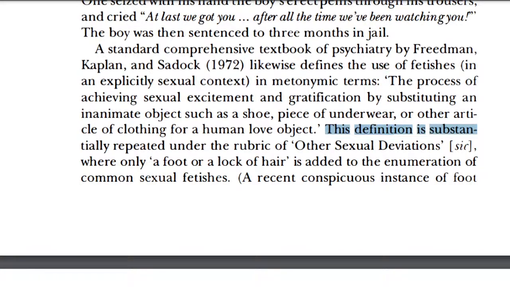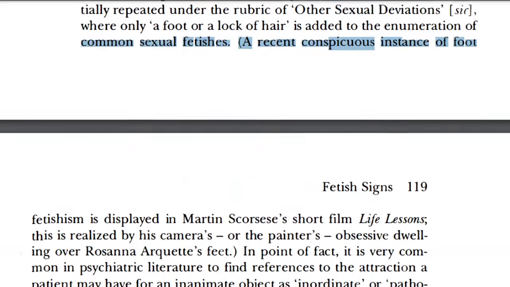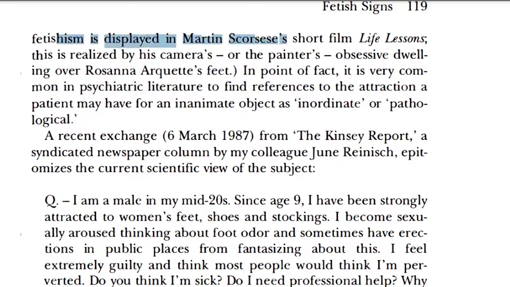Jeez. This definition is substantially repeated under the rubric of other sexual deviations, where only a foot or a lock of hair is added to the enumeration of common sexual fetishes. A recent conspicuous instance of foot fetishism is displayed in Martin Scorsese's short film Life Lessons. This is realized by his camera's or the painter's obsessive dwelling over Rosanna Arquette's feet. In point of fact, it is very common in psychiatric literature to find references to the attraction a patient may have for an inanimate object as inordinate or pathological.